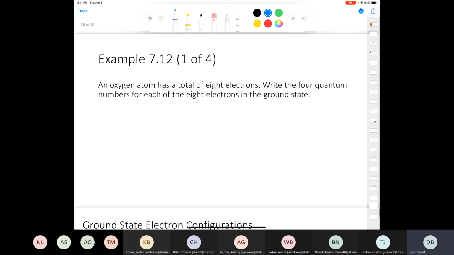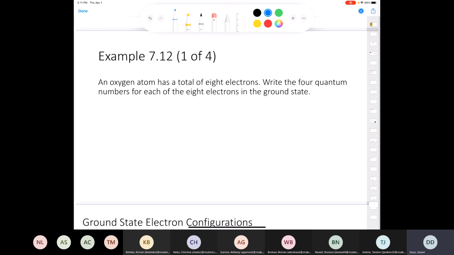All right, let's take a look at question 7.12, which also deals with quantum numbers. It says an oxygen atom has a total of 8 electrons. If you look at the periodic table, you'll see that oxygen is in the second period. It's element number 8, right between nitrogen and fluorine, with an atomic number of 8. That means it's got 8 protons in the nucleus, and if it's neutral, it's got a total of 8 electrons, doesn't it? It says, write the 4 quantum numbers for each of the 8 electrons in the ground state.